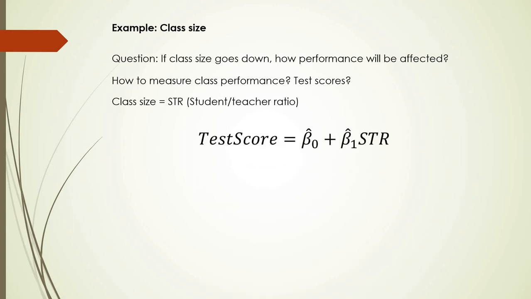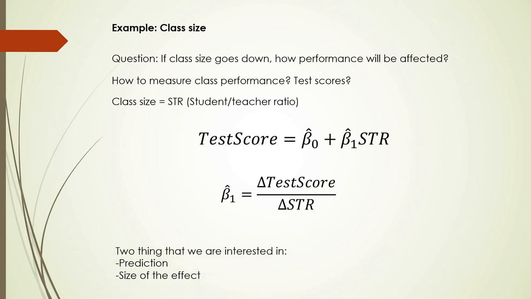And this will be our estimated model. Test score will be calculated on the basis of the coefficients beta 0 hat and beta 1 hat, and in the model we put the student-teacher ratio, the data that we get from our sample. So beta 1 will show us the average change of test scores if we increase the student-teacher ratio by 1.